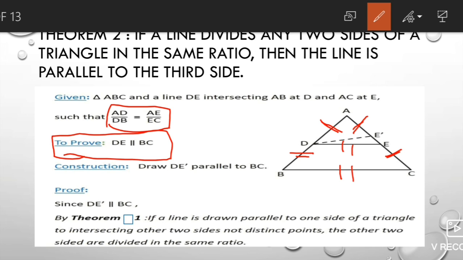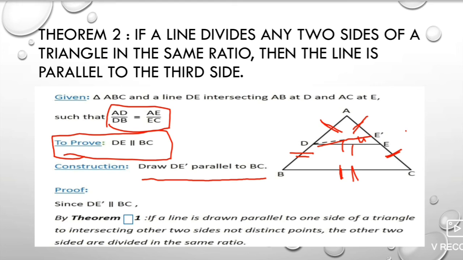So here you have to construct a line. Draw DE dash parallel to BC. Suppose this line DE dash is parallel to BC. Now since they are parallel, by the previous theorem you can say that if a line is drawn parallel to one side of a triangle to intersect the other two sides in distinct points, the other two sides are divided in the same ratio. So by this theorem you can say that AD by DB is equal to AE dash by E dash C.